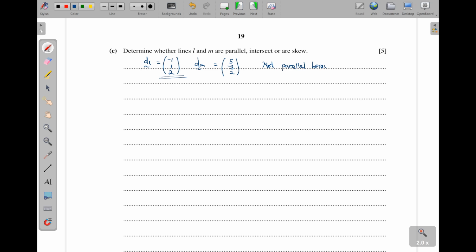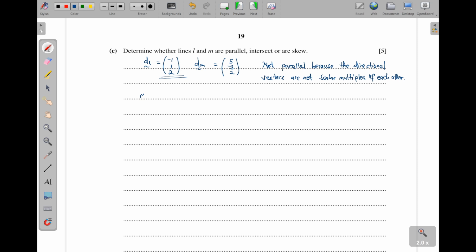because the directional vectors are not scalar multiples of each other. Okay, that is one. Do they intersect? I need to find out.